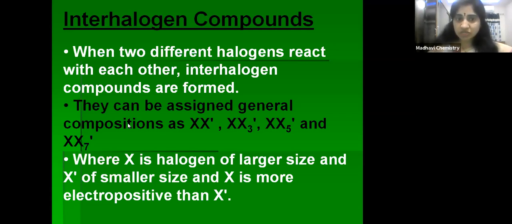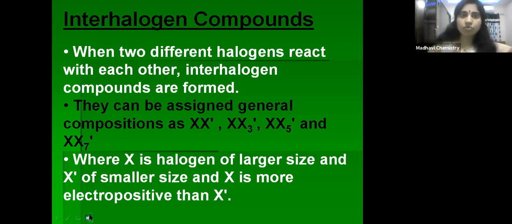As already discussed, we can get XX', XX'3, XX'5 and XX'7 types of interhalogen compounds. So what are X and X'? Both X and X' are halogens only, but what is the difference? X is the halogen of larger size and X' is the halogen of smaller size. X is more electropositive than X' because the size of X is larger, while X' has smaller size.